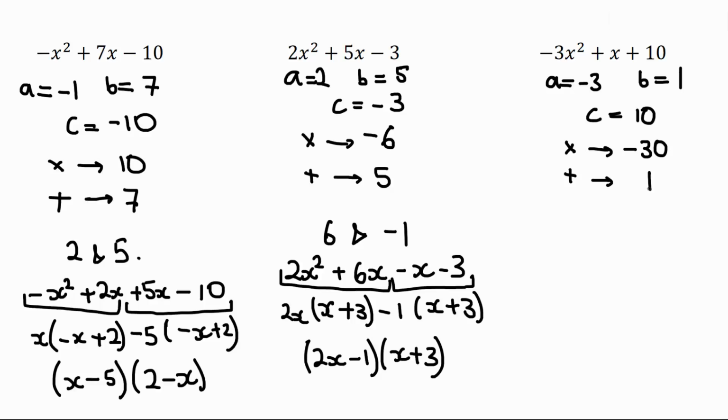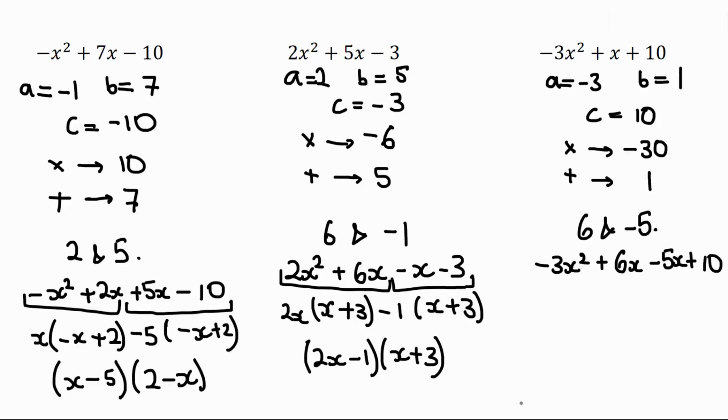Well, we can already see that it's going to be 6 and 5, but where does the minus sign go? Well, 6 times 5 does make 30, but we need to make sure that they add to give 1. So it's going to be 6 and minus 5. So 6 times minus 5 makes negative 30, and 6 plus negative 5 makes 1. And just like before, we're going to split up the x term there, this one here. So it's going to be minus 3x squared plus 6x minus 5x plus 10.